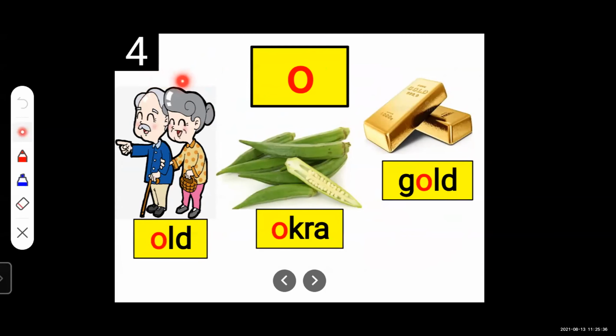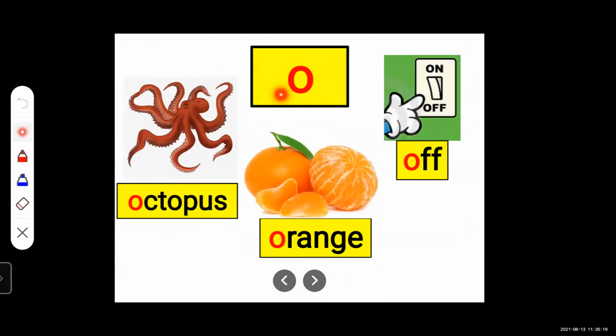Now fourth one. O also has two sounds, long and short sound. O, O. Very good. So let's see. First one sound. O for old. O for opera. O for gold. Let's see. Same vowel, but sound is different. Second one sound. O for octopus. Very good.